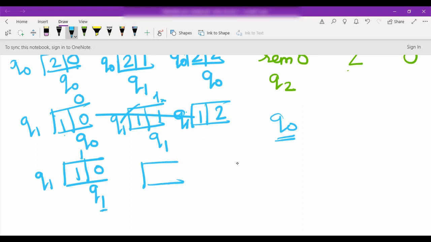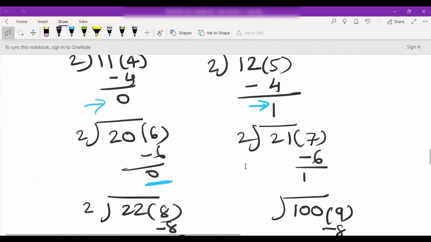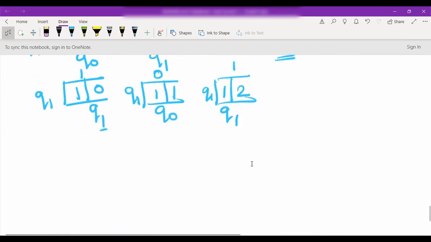And now we are having 1, 1, which is nothing but the number 4. Number 4 is divisible by 2, leaving the remainder 0. And now we are having Q1 with the next bit as 2. That is number 5. Number 5 is not divisible by 2, leaving the remainder 1. So this is how we have designed the ternary number system divisible by 2.